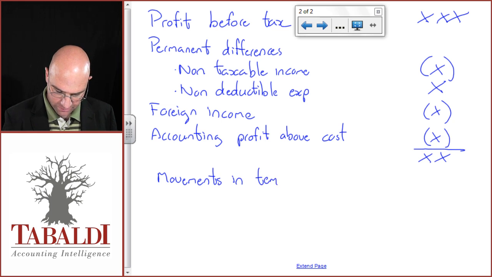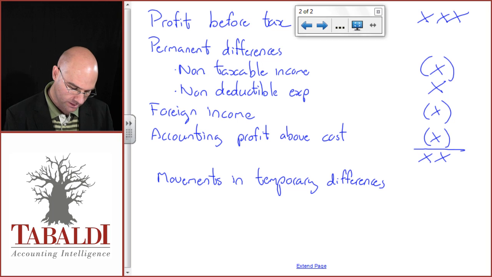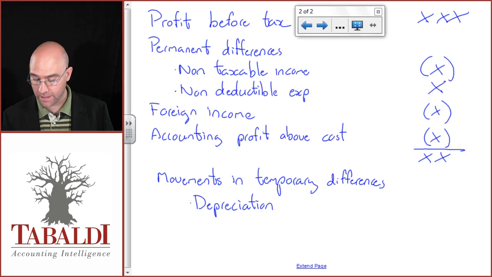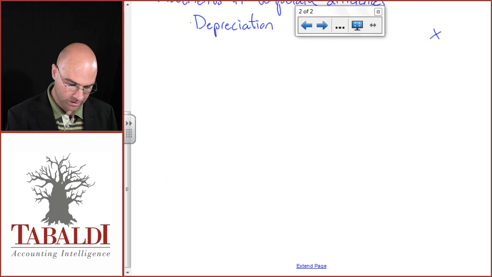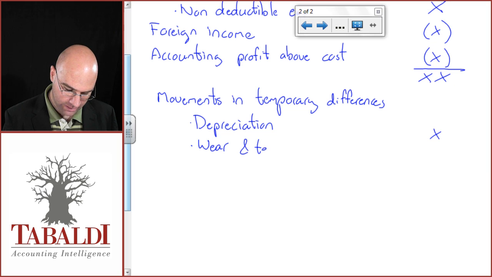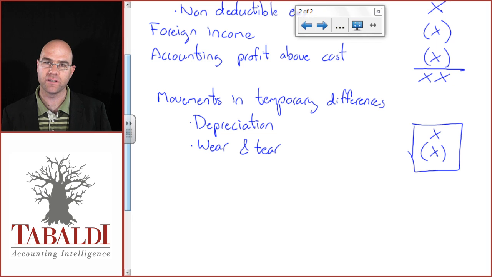Now, these movements in temporary differences we will deal with in more detail in the next couple of lectures, but the most common one that I'm just going to use here is going to be the difference between accounting depreciation, and we'll reverse that accounting effect of the accounting depreciation. So to reverse out that expense, I'd add it back. And I'm going to say to you that we are going to then get a tax allowance or wear and tear per the Income Tax Act that will be given as a tax deduction. There's a whole bunch of these. Just going to stick to the basic depreciation wear and tear for this overall example.